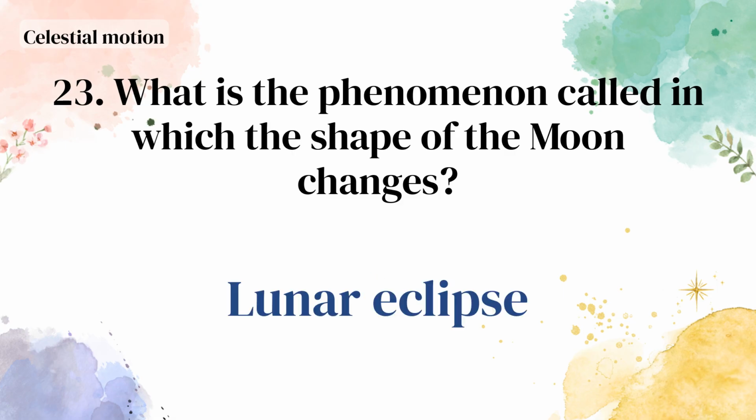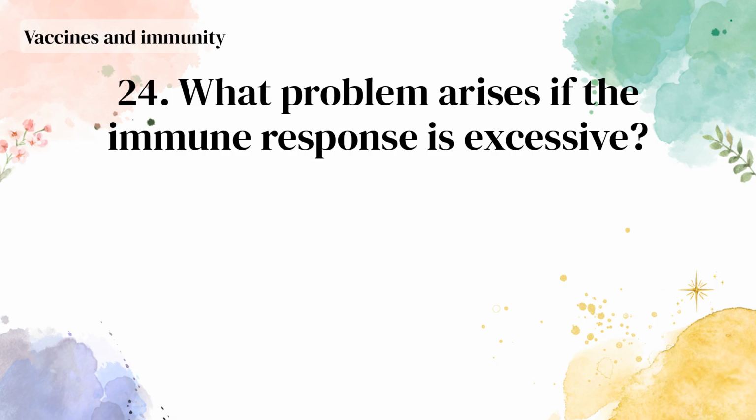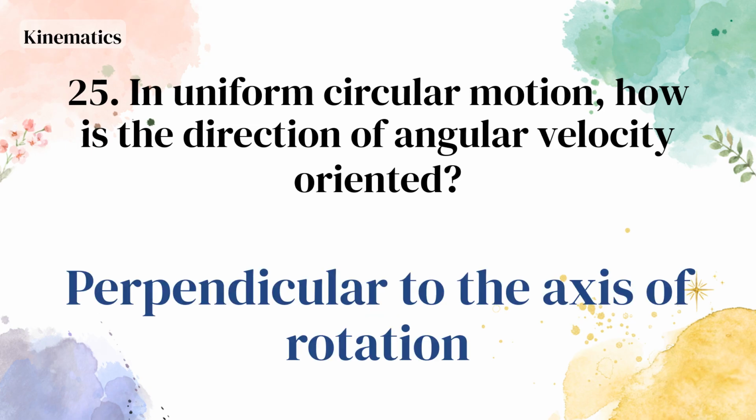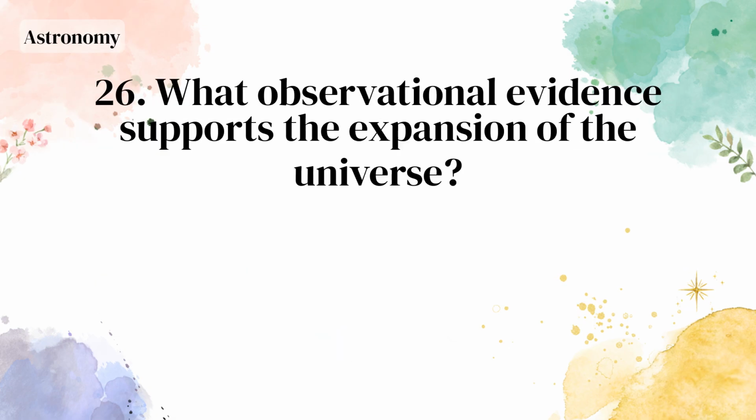Lunar eclipse. What problem arises if the immune response is excessive? Autoimmune disease. In uniform circular motion, how is the direction of angular velocity oriented? Perpendicular to the axis of rotation. What observational evidence supports the expansion of the universe?